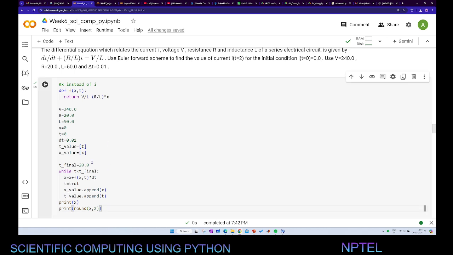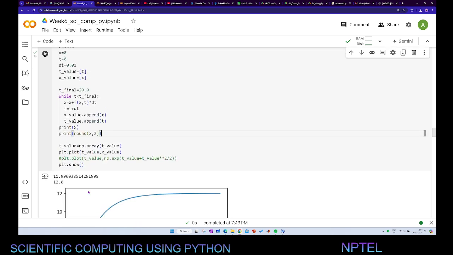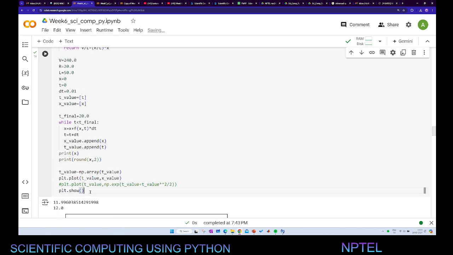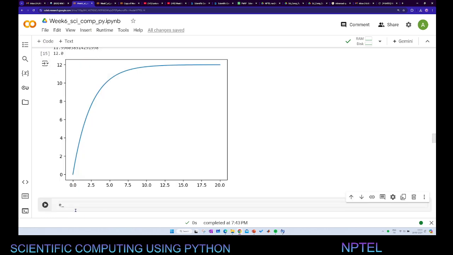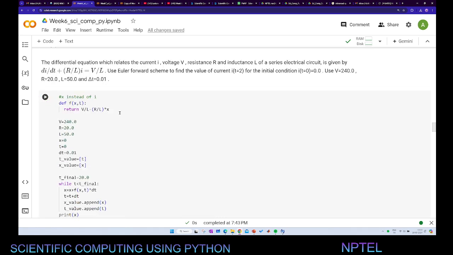Okay, so this value should be the forward one, which is 11.99, so it is 12.0. Did you get this one for forward? So E forward is 12.0. Now let's calculate it for the backward.